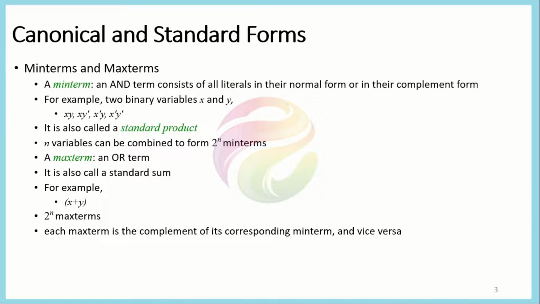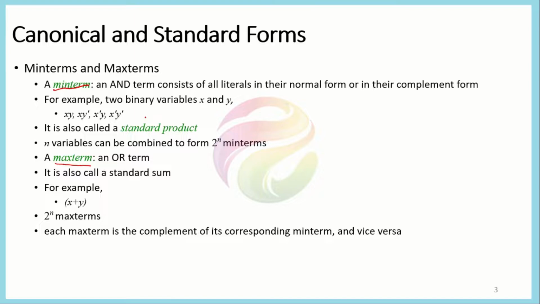We will be explaining two new terms here, which we define as the min term and the max term. In a min term, an AND term consists of all literals in their normal form or in their complemented form. For example, if we have binary variables x and y, then their min terms could be represented as xy, xy complement, x complement y, x complement y complement.